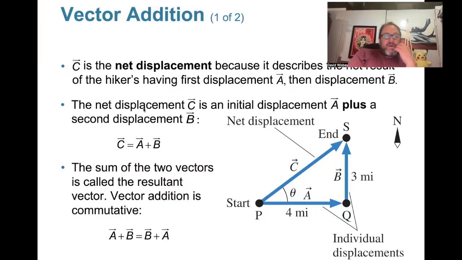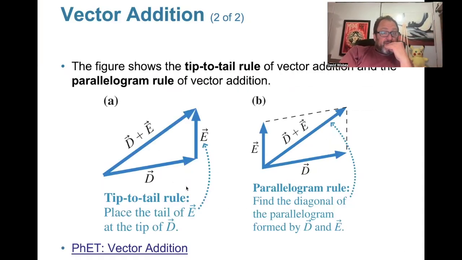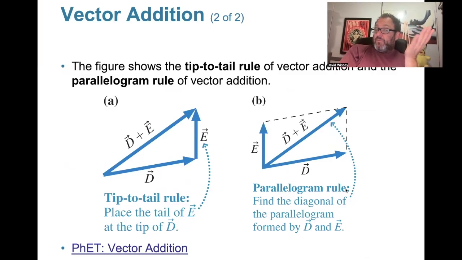Non-commutative processes we discussed too. We don't need to talk about it anymore. Okay, but vectors do commute. They do. All right, so the figure shows the tip-to-tail vector rule or the parallelogram rule.